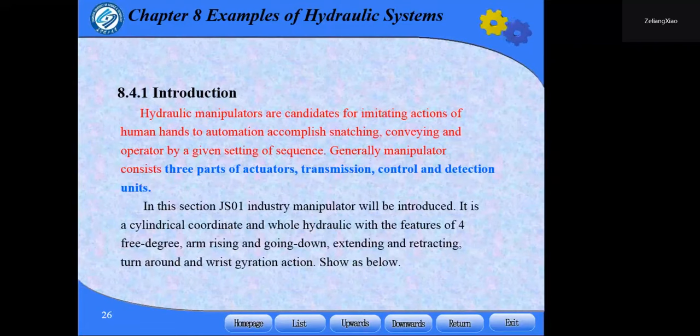Thus, the actuators correspondingly consist of a raising and extending and withdrawing mechanism, a rising and descending mechanism, a wrist rotating mechanism, and the gyration orienting mechanism. They are driven and controlled by the hydraulic system. They should accomplish circuits.